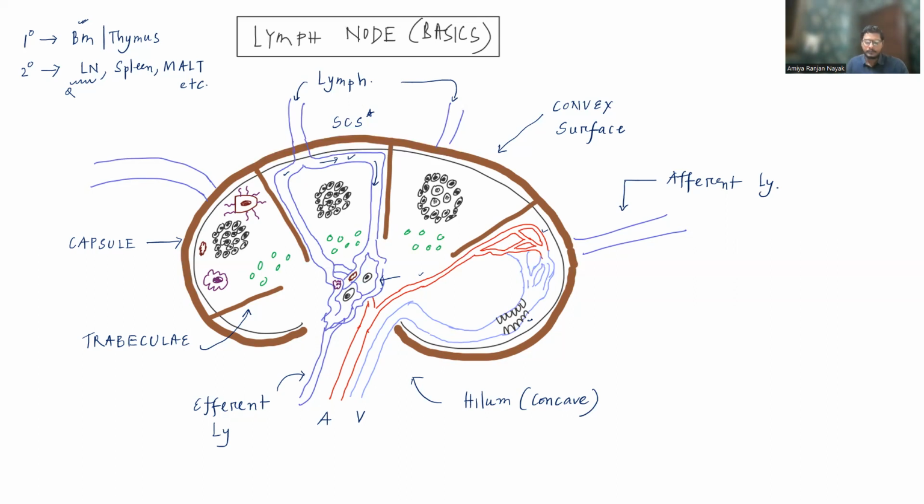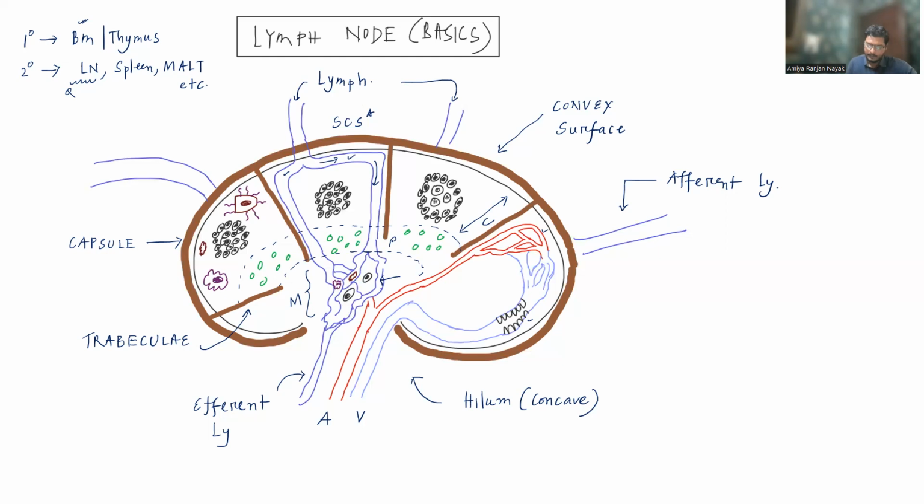If you see the inner structure of the lymph node, it is divided into three parts: the cortex, paracortex, and the medulla. The outer part is the cortex, the inner part is the medulla, and the part between the cortex and the medulla is known as the paracortex. In the figure, the area above this line is the cortex, this part is the medulla, and the in-between area is the paracortex. We'll discuss each of these parts in subsequent slides.